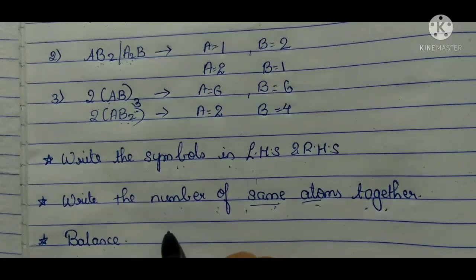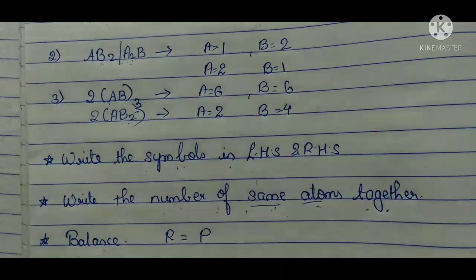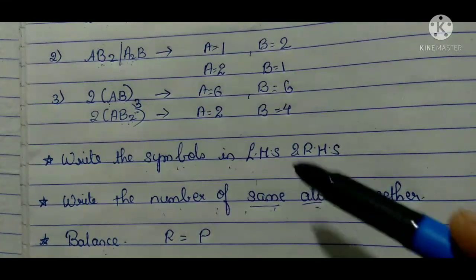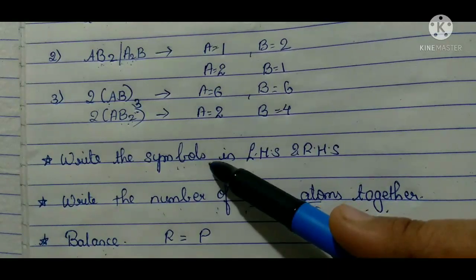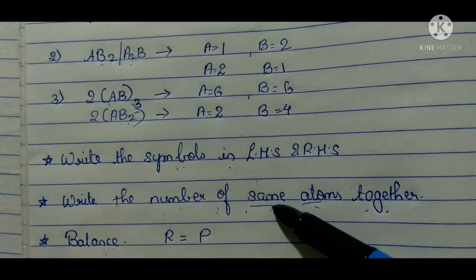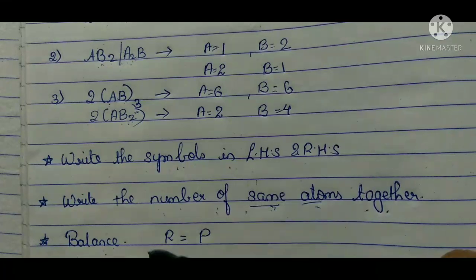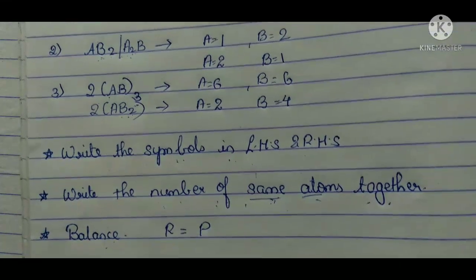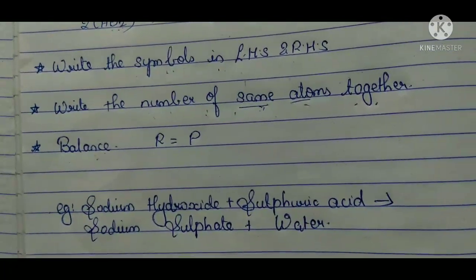Once you get the number of atoms in the reactant equal to the number of atoms in the product, your equation is balanced. So first what will you write? You will write the symbols. Second, you will write the number of same atoms together, and third, you are going to balance it. Now let us solve it with the help of an example.